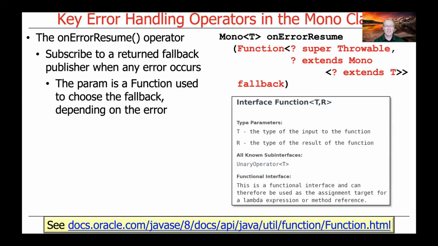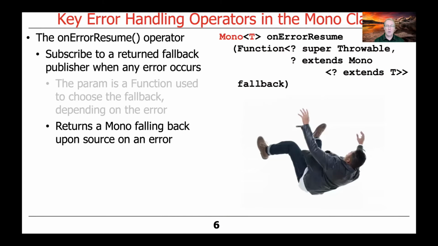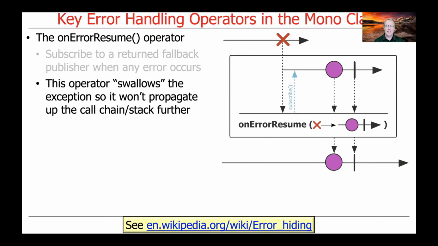The parameter that's passed is a function that's used to choose the fallback behavior, depending, of course, on what error or exception happens to be thrown. This returns a Mono that falls back on the source if and when an error occurs. The operator will actually swallow the exception so it doesn't propagate further up the call chain or the call stack. And this is both good and bad.